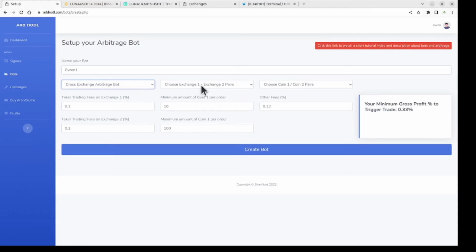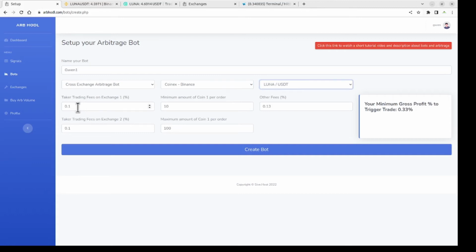And I see the list of my exchange combinations. Here you will only see exchanges with coin balances and valid API connections. My strategy is that of Coinex and Binance, so I choose that. And then on the last drop-down list, you will only see coin pairs that have some balances. I also chose the Luna USDT combination as per my signals page strategy.